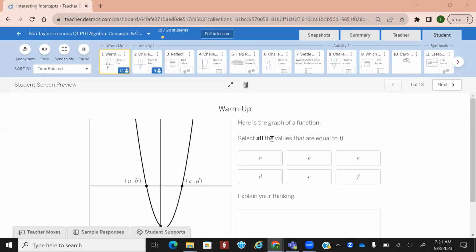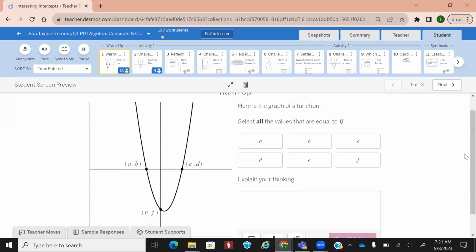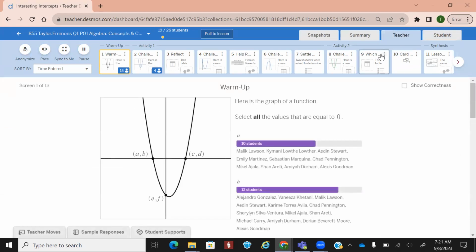So here's the graph of a function. Select all the values that are equal to 0. Okay, yes, Sean. Okay, what do y'all think? Let's look at what y'all put.